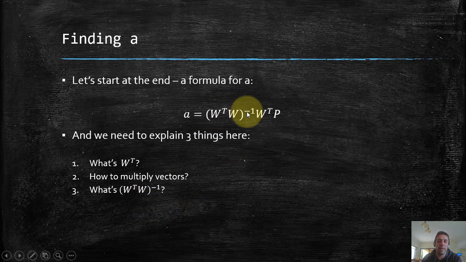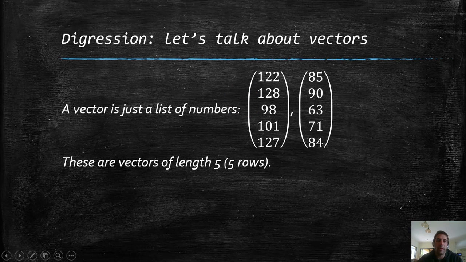And we have this inverse, right? This parenthesis to the power of -1. It's called an inverse. We need to explain what it is. So in order to explain these three things, I'm going to make a small digression to talk about vectors. It would really be a small digression, so bear with me.